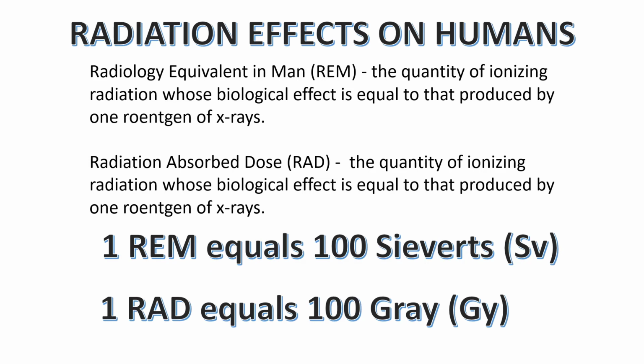We have an international standard that uses a metric system, which is sieverts and grays and the amount of radiation per coulomb. We have a traditional system, which was the Curie, the Roentgen, the rad, and the REM. Traditionally, the REM was the roentgen equivalent in man, and that is the quantity of ionizing radiation whose biological effect is equal to that produced by 1 Roentgen of X-rays.